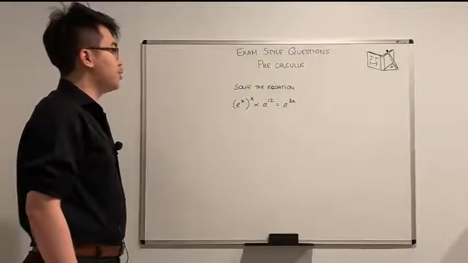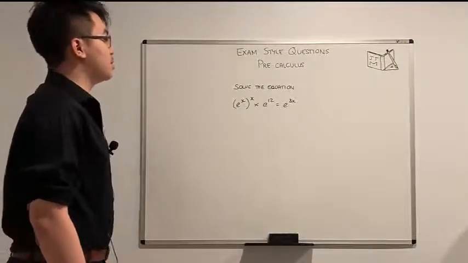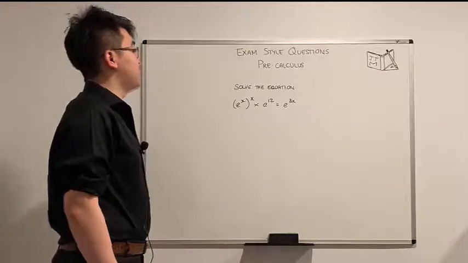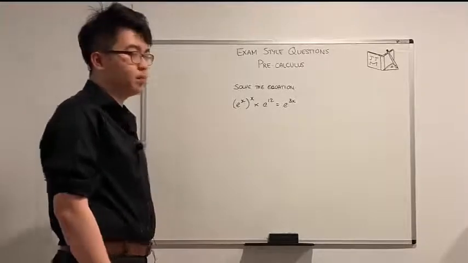We're going to solve the equation (e^x)^x times e^12 equals e^(8x). Firstly, I noticed that all the bases in this equation are the same. They're all base e, therefore I do not need to convert any of them.